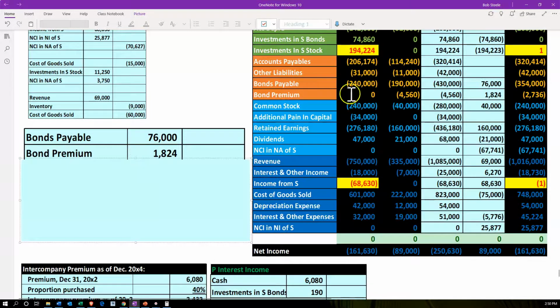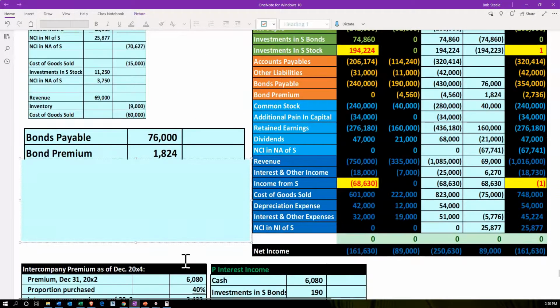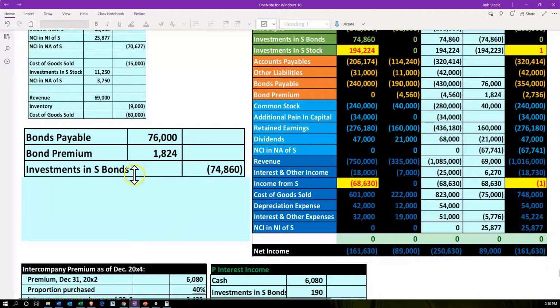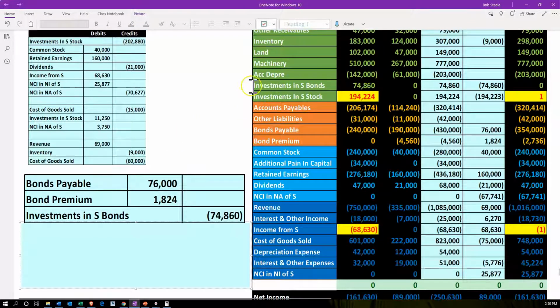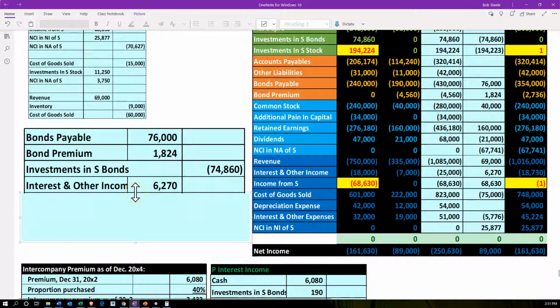Then we have the premium. The premium's on the books here at the 4,560. We need to take off the premium that's related to the intercompany portion of the premium, which we calculated in a prior presentation, or a prior component calculation, here at the 1,842. So we're going to have to take out that 1,842, the portion of the premium that is for the intercompany transaction. Then we have the credit on the investment in the bonds. That's what's currently on the books. So we have the investment in the bonds at the 74,860. That is all intercompany because these are S's bonds. So those therefore need to go off the books. So we're going to take them off the books with a credit.